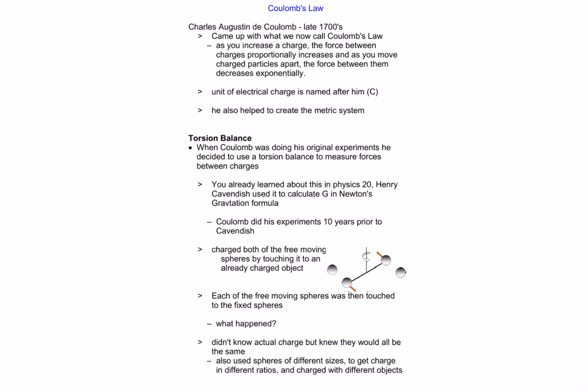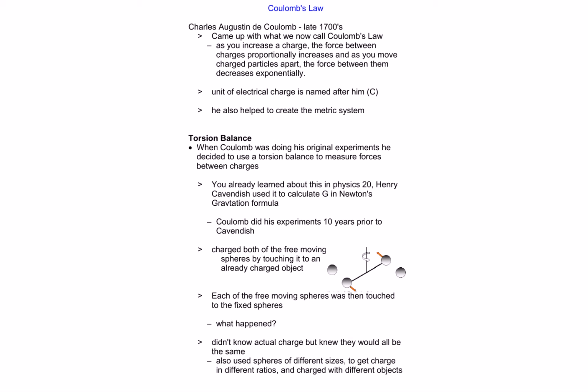How he did his experiment is he used a torsion balance. If you remember, we talked about it in Physics 20 when Cavendish was trying to figure out the big G number in Newton's gravitation formula. What Coulomb did was basically the same thing, and in reality he actually did it first. Coulomb used the torsion balance to figure out the charge, and then Cavendish looked at that and said, hey, maybe I can use this to figure out gravity. And we're going to see that the two are very similar formulas, and they're very closely related.